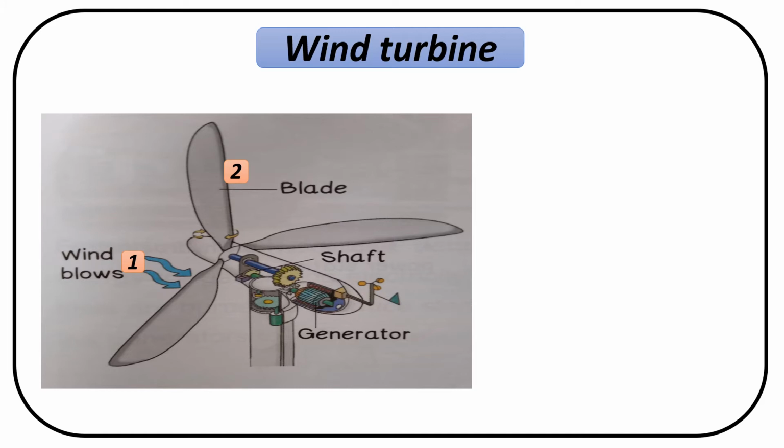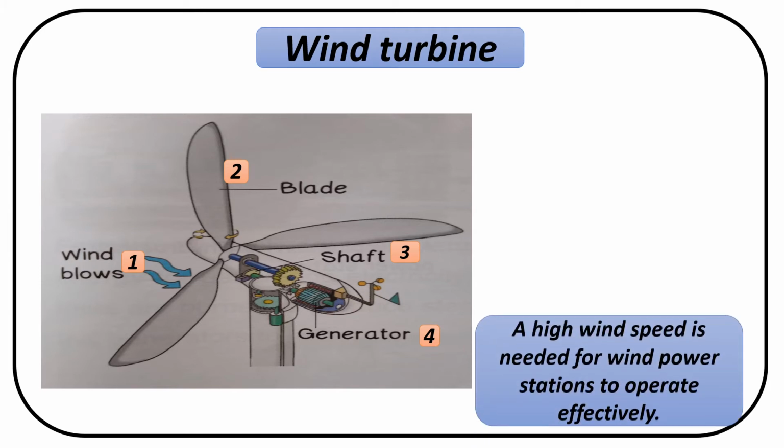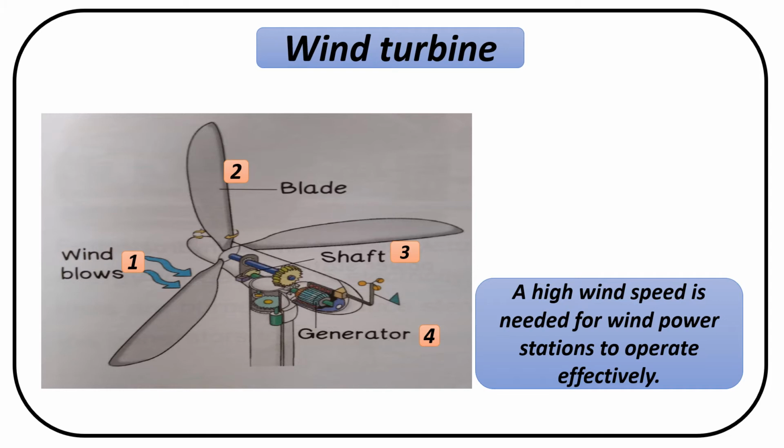Okay, so we also have this part. It is called the shaft. And this part is called the generator. A high wind speed is needed for wind power stations to operate effectively. As you can see, students, you look at our wind turbine.